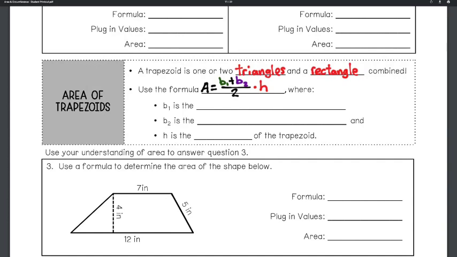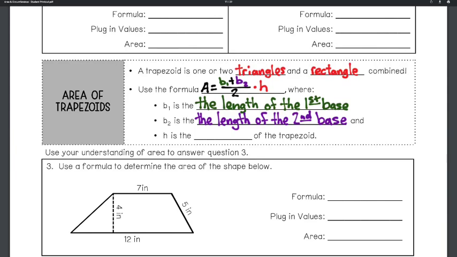To break that apart, because it seems a little confusing, the B with a little 1 underneath it is called base 1, and that is the length of the first base. You can choose whichever one you want to be the first, but once you've chosen a base, the one on the opposite side has to be the other base. Base 2 would be the length of the second base, and the H stands for the height of the trapezoid.